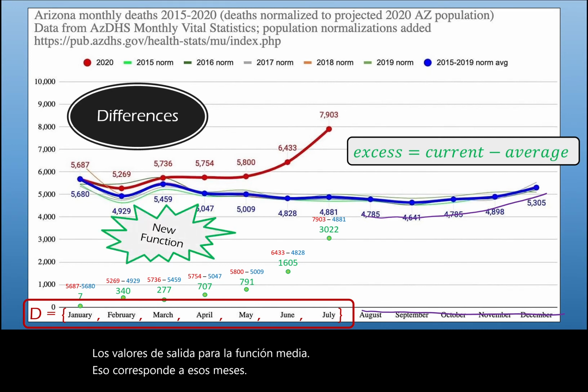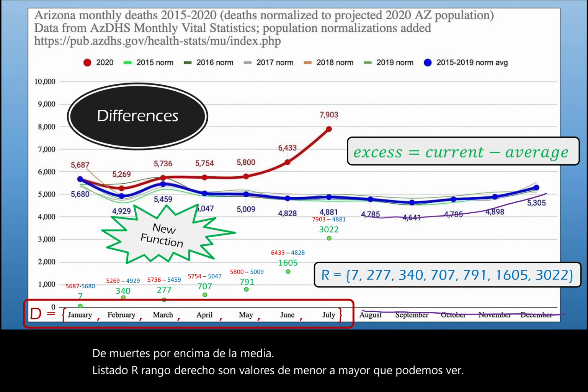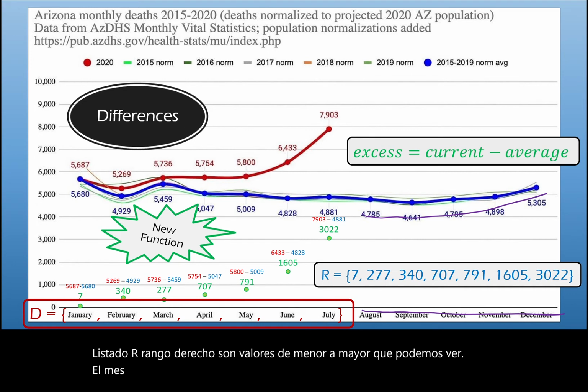Again, thinking about this, we've created a new function. For each month, there is now a single number of deaths in excess of the average. Listing our range, our values from least to greatest, we can see the month with the fewest excess deaths had 7, which was January, and the most excess deaths occurred at 3,022 in July.